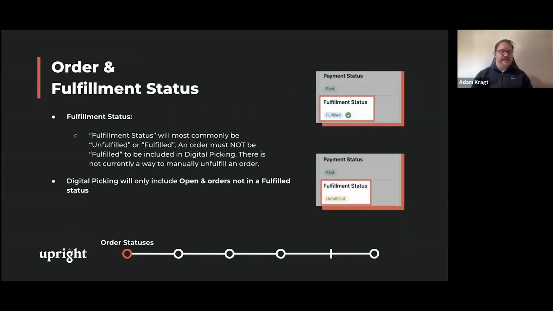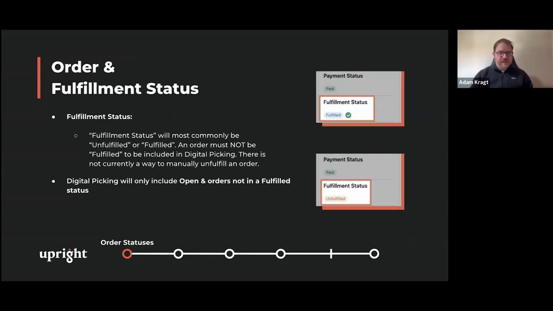Next is the fulfillment status. The fulfillment status will most commonly be unfulfilled or fulfilled. An order must not be fulfilled in order to be included in digital picking. Currently, there is not a way to manually unfulfill an order.